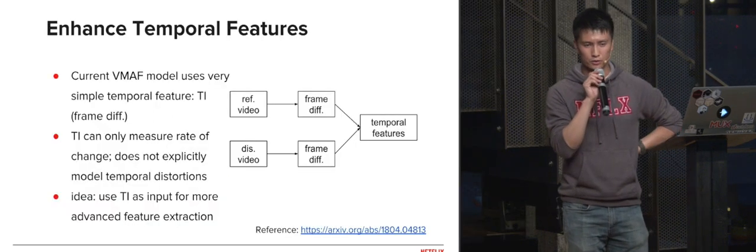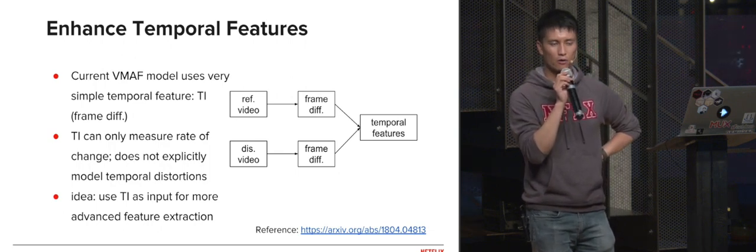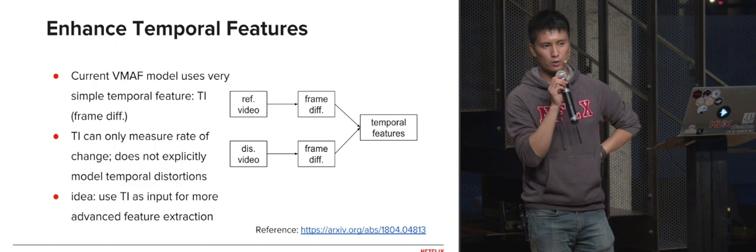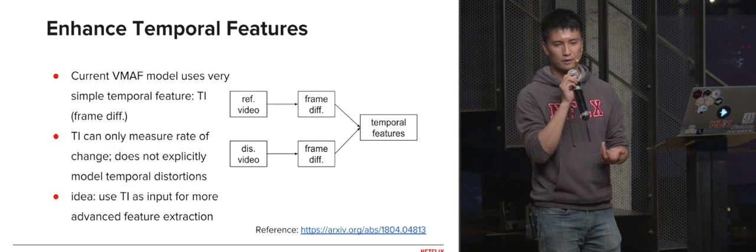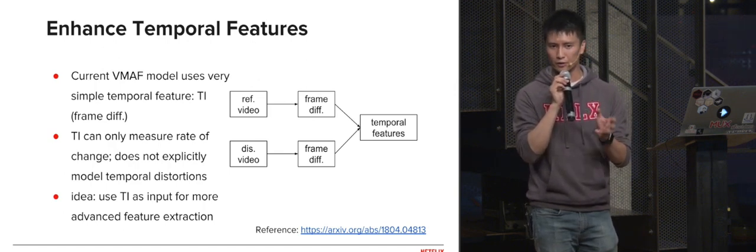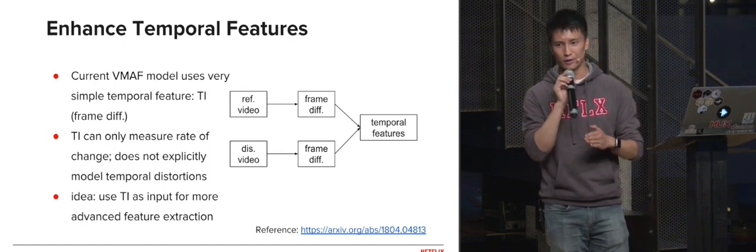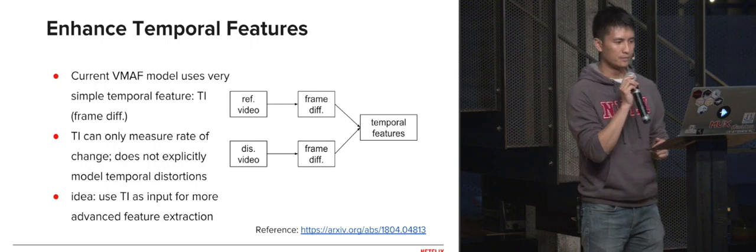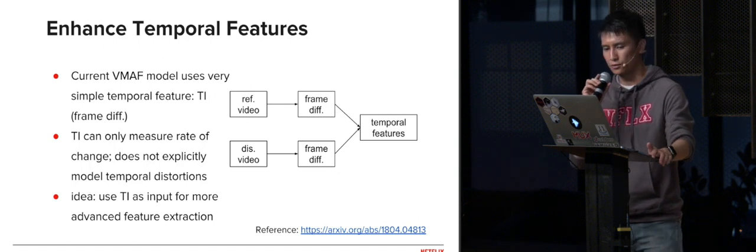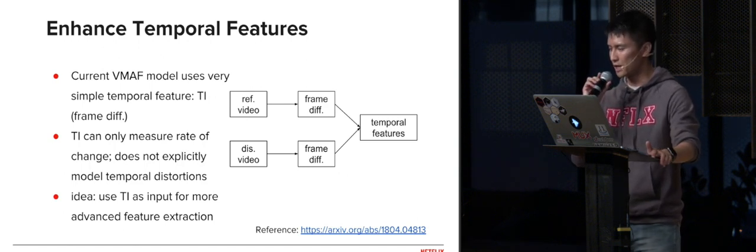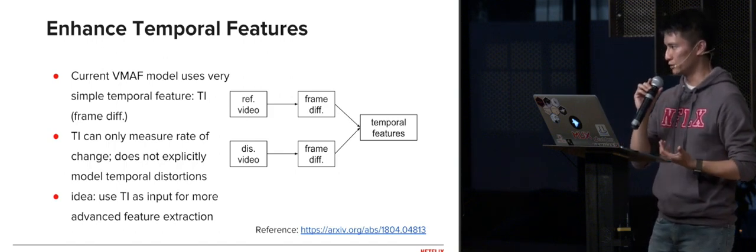For the VMAF model, so far we have been using pretty simple temporal features. Among all the features, we have a very simple temporal feature, which basically calculates the frame difference. So you get a measure of how much signal difference there is on average from frame to frame, but it does nothing more. In the upcoming models, what we plan to incorporate is a slightly more sophisticated model, but also within a region of affordable computational power.